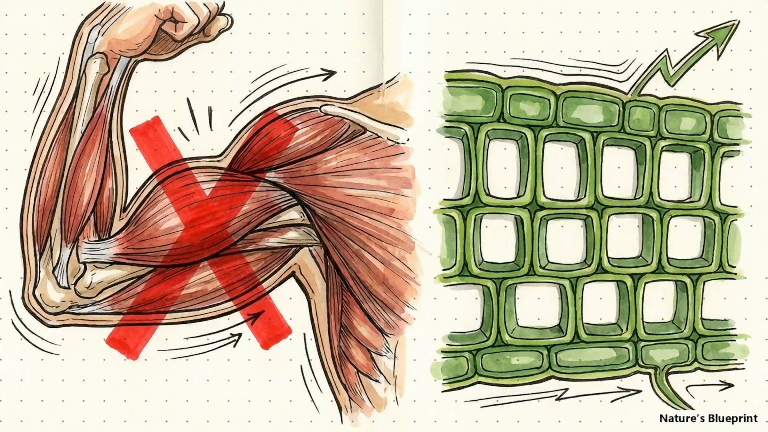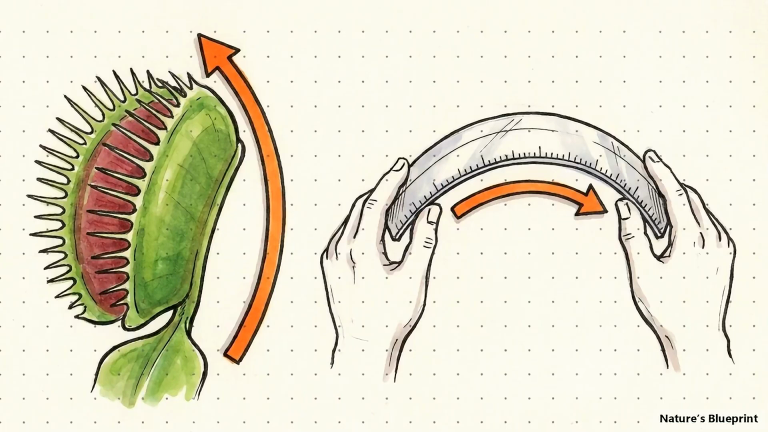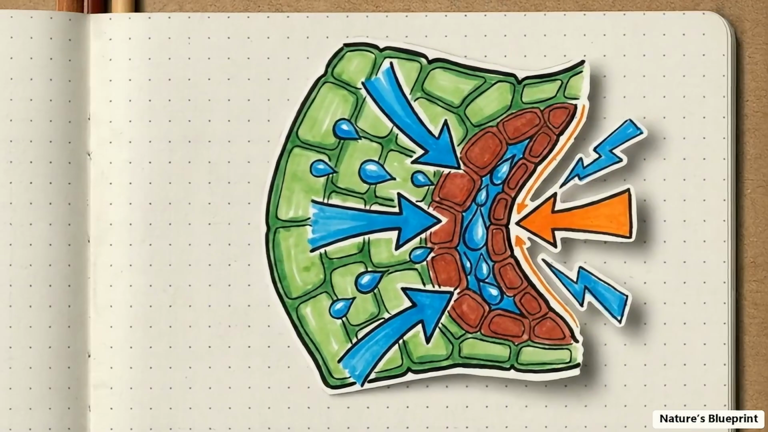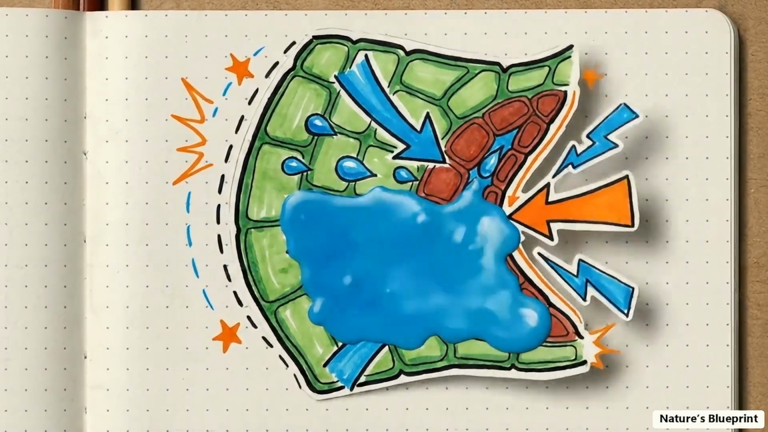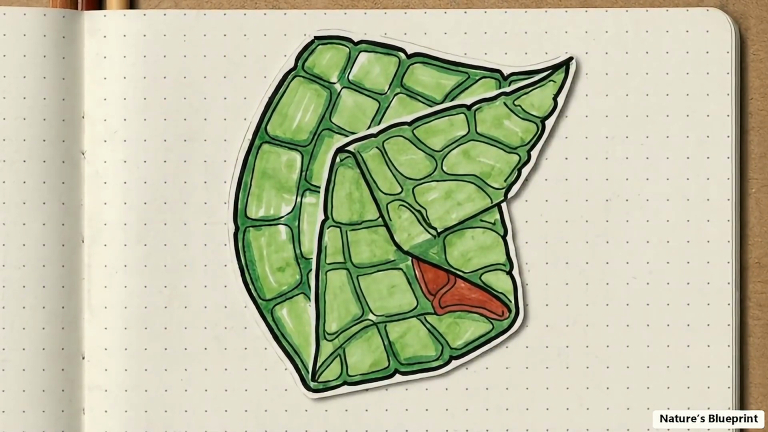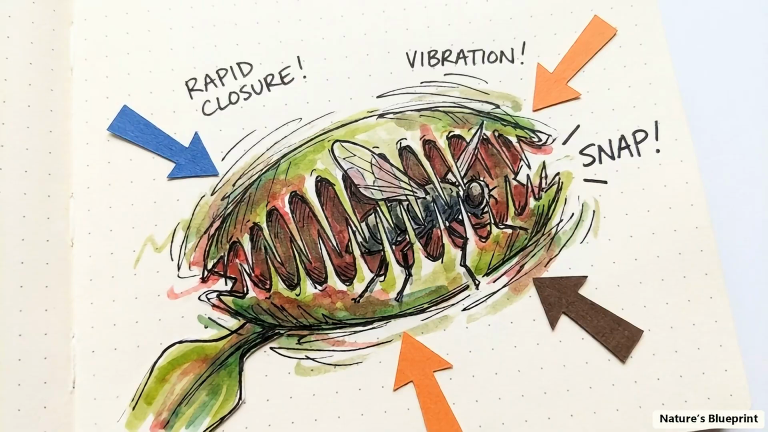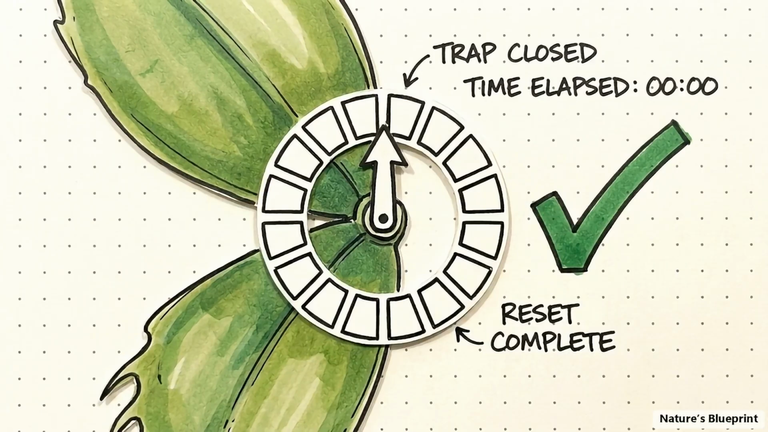Lacking muscles, the plant relies on physics. An open trap is bowed outward, storing elastic tension like a bent plastic ruler held under strain. The second signal triggers a sudden shift in cellular water pressure, flipping the curve of the leaf and releasing all that stored energy at once. Scientists call this snap buckling. The trap speed comes from this sudden release of physical tension, dictated by a highly precise memory check.